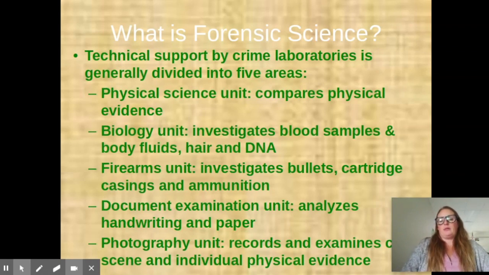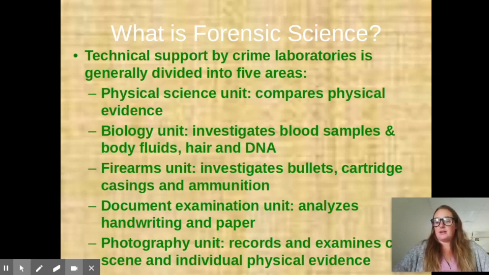Technical support by crime labs is generally divided into 5 areas. So you have your physical science unit, your biology unit, your firearms unit, your document examination unit, and your photography unit.